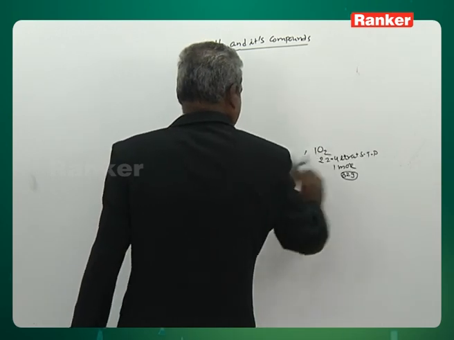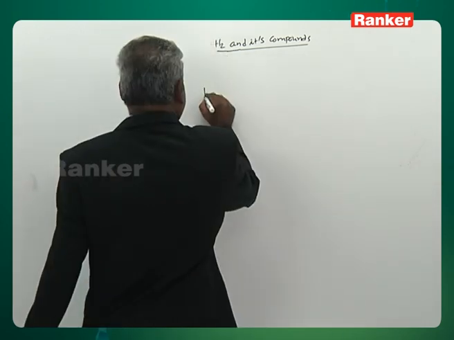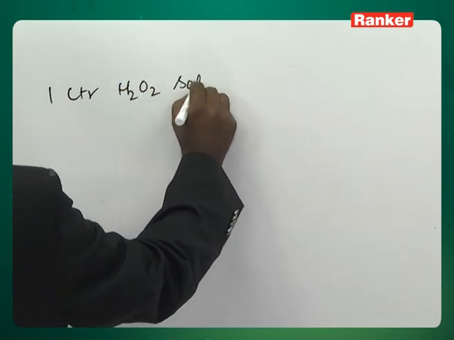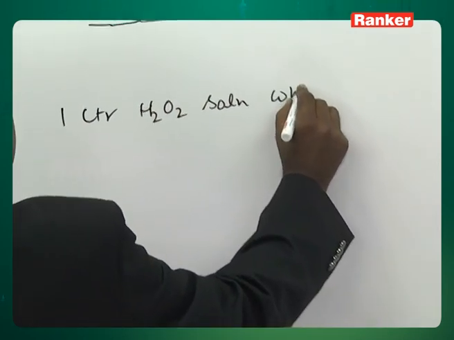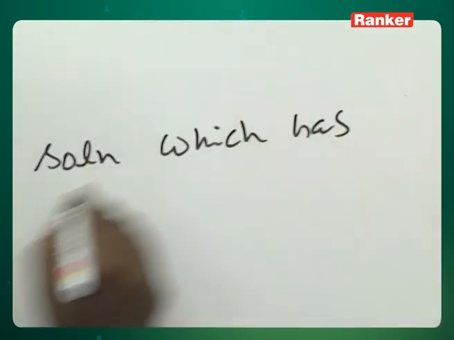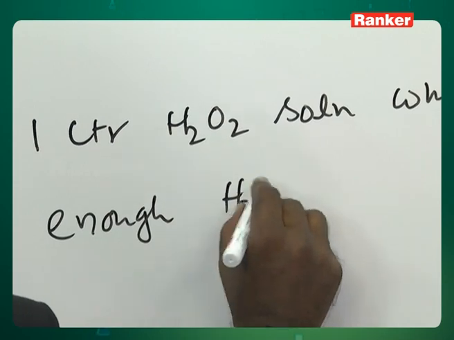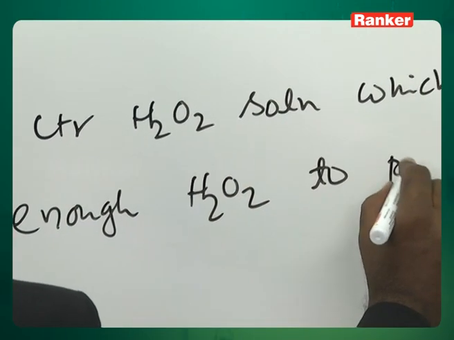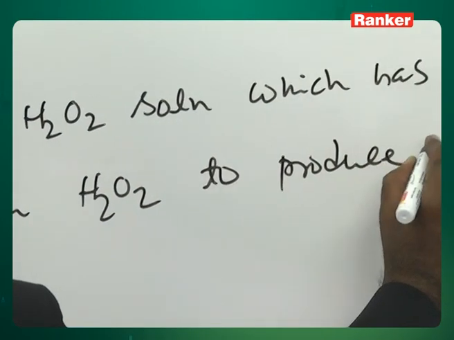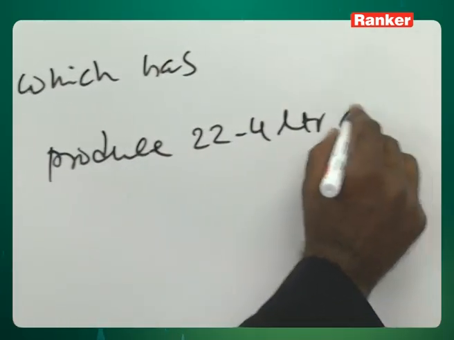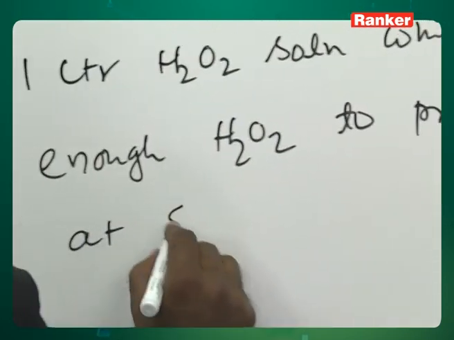Look here, I will redefine that. 1 liter H2O2 solution which has enough H2O2 to produce 22.4 liter oxygen at STP. This is the meaning of that.